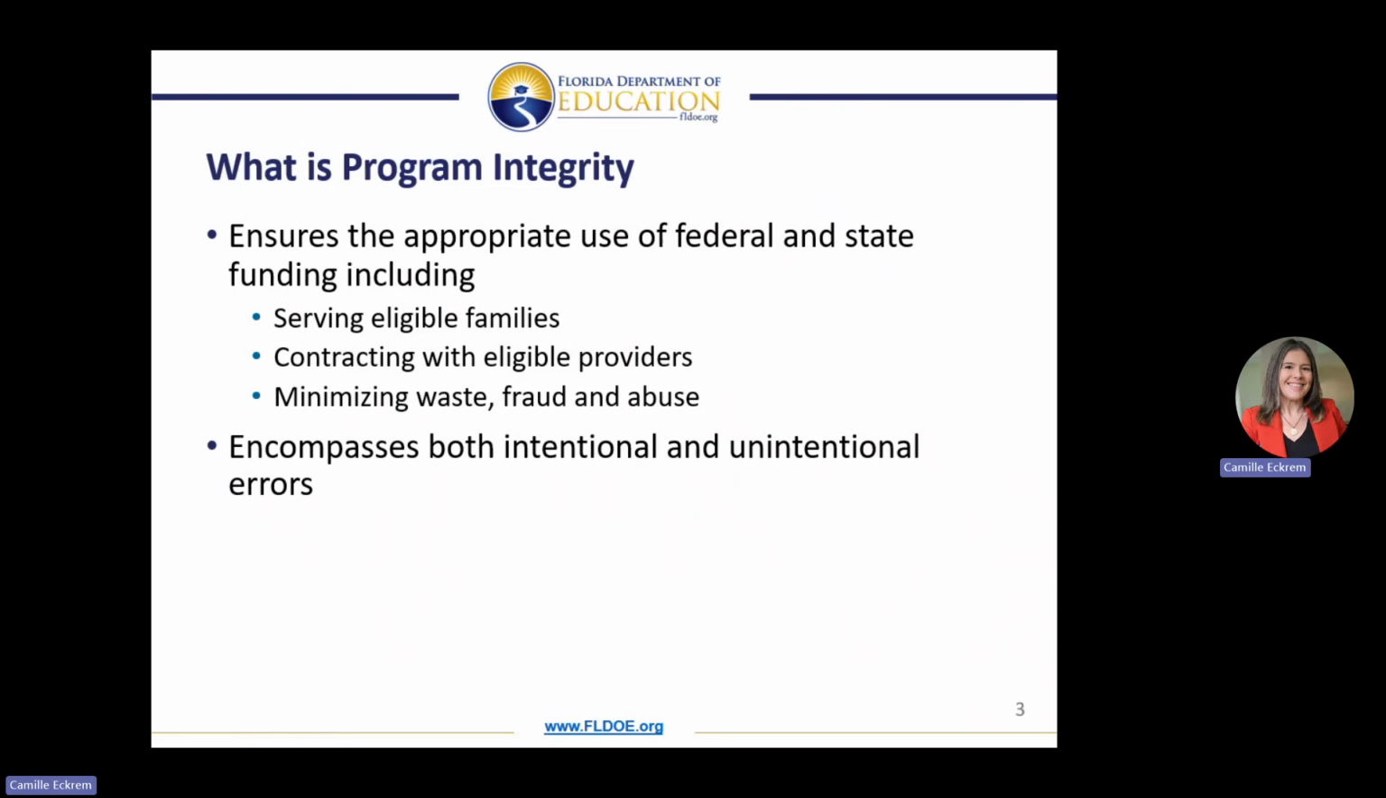Program integrity is important in everything we do. We are to deliver child care assistance fairly and accurately. This means we comply with federal and state requirements.